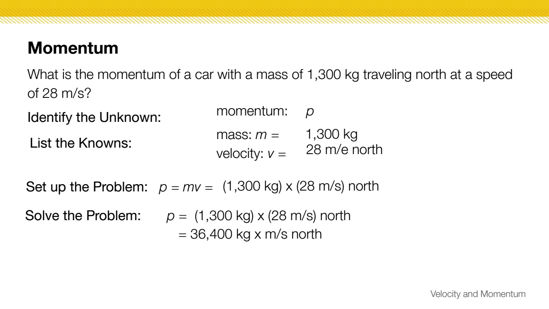That was the question. So write down your formula for momentum. P equals mv. What is your m? What is your mass? 1,300 kilograms. What is your velocity? 28 meters per second north. I'm sorry for that typo. That should be m/s, not e. Now, solve the problem. Multiply your 1,300 times 28. You end up with 36,400 kilograms times meters per second. See, before they used the dot to represent the multiplication, here there's a multiplication sign. Same thing. And you need to put the direction at the end or else it's not velocity.